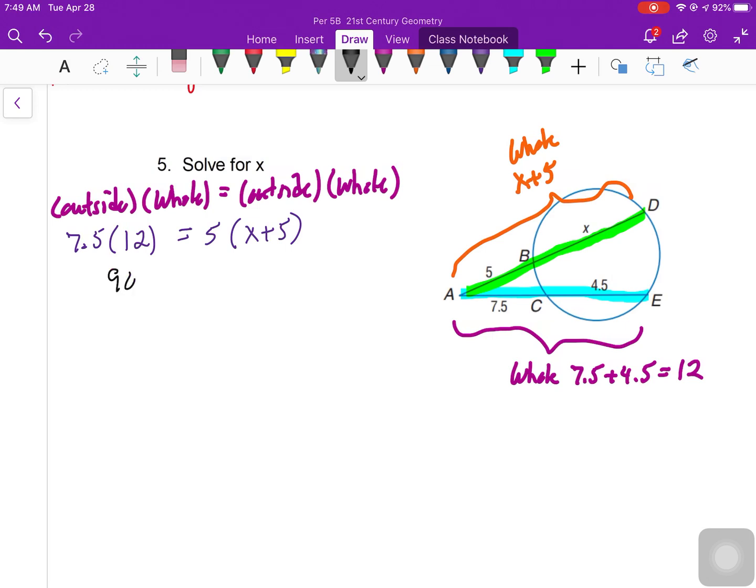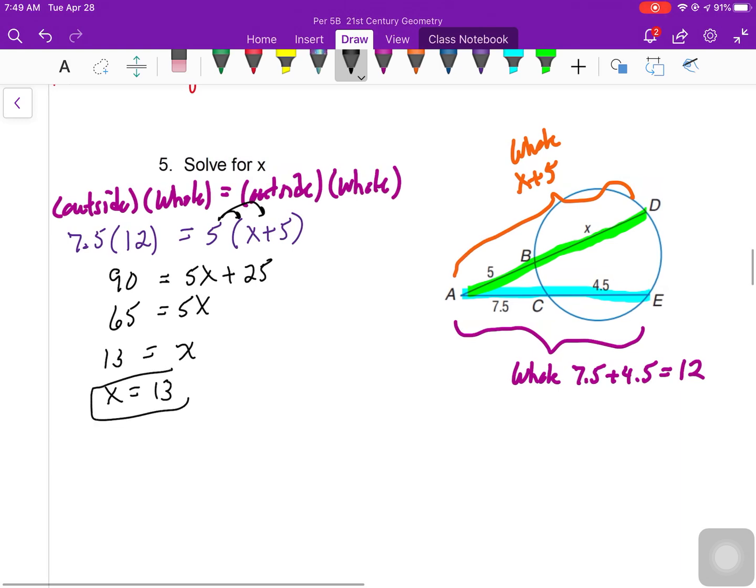And now comes our algebra. 7.5 times 12 works out to be 90. We have to distribute the 5: 5x plus 25. Now this one is not a quadratic equation, so we're just going to try to get the x by itself. We'll subtract 25 on both sides. 65 equals 5x. We'll divide by 5. We end up with x equals 13. And that's our answer.